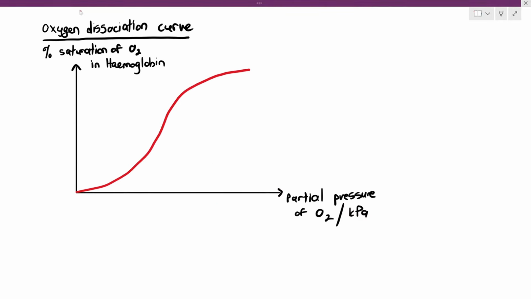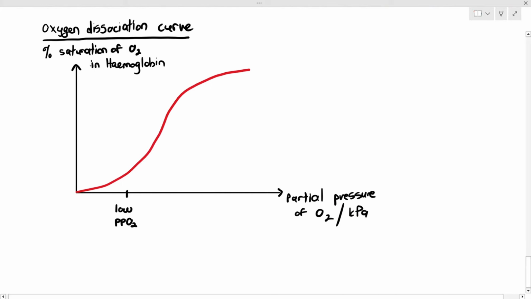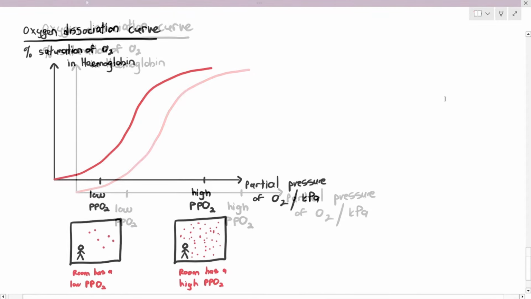Now, coming back to the curve, on the x-axis, I put two values: low partial pressure of oxygen and high partial pressure of oxygen.